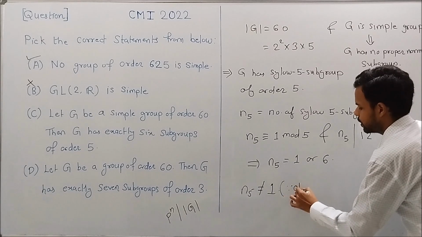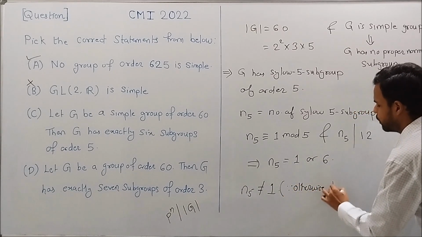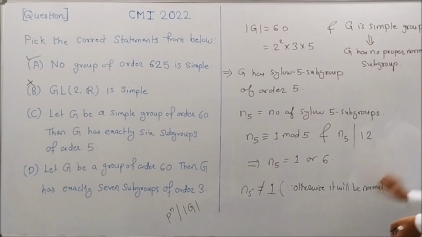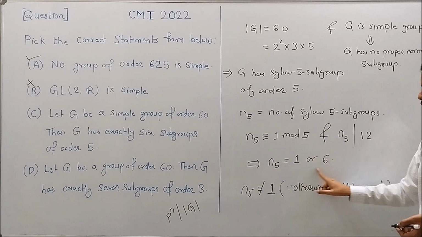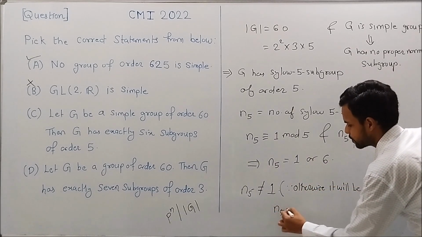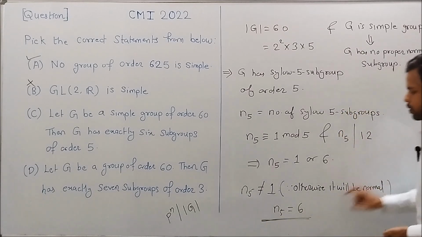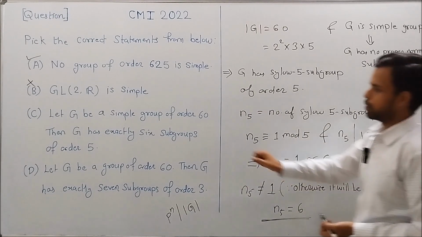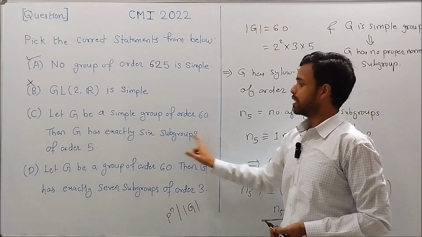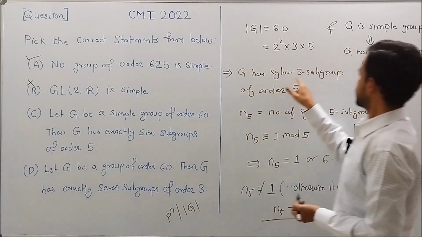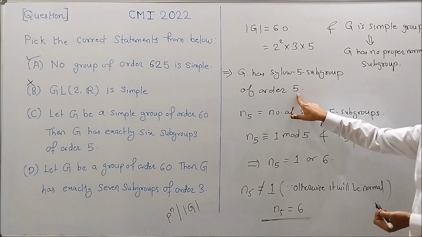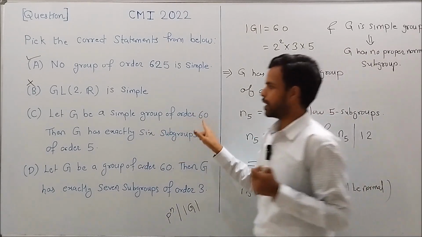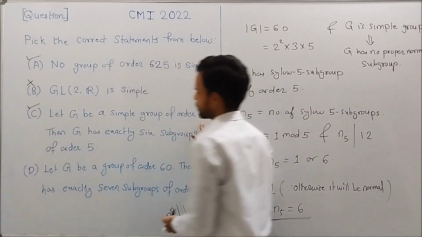Since otherwise it will be normal, the only possibility remaining is n5 equals 6. So the number of Sylow 5-subgroups of G is 6. So G has exactly 6 subgroups of order 5, because each Sylow 5-subgroup has order 5. So the statement in C is a true statement, that is, a correct statement. So we mark it as correct.